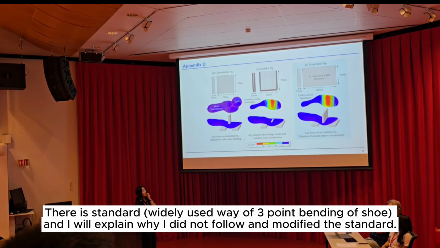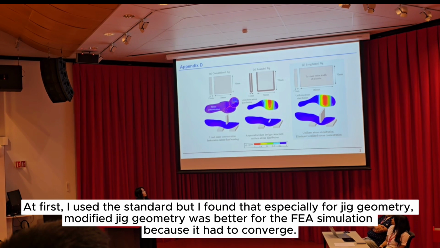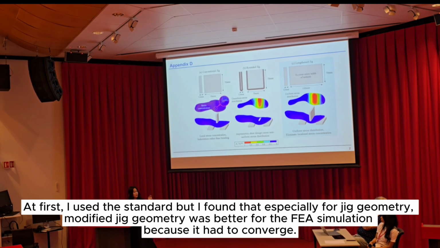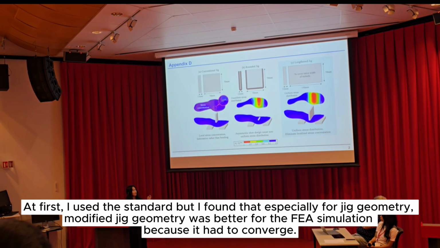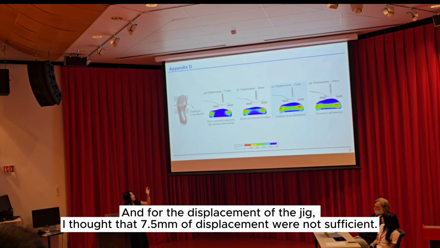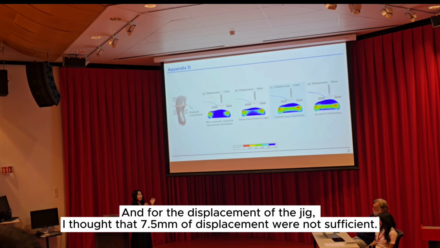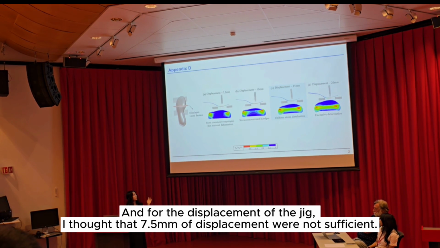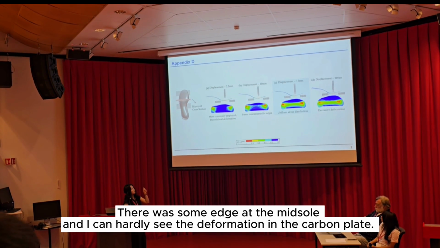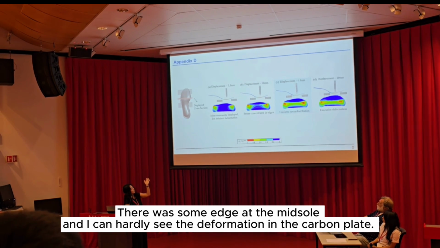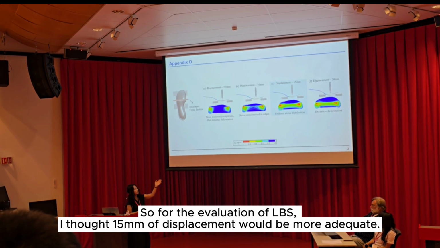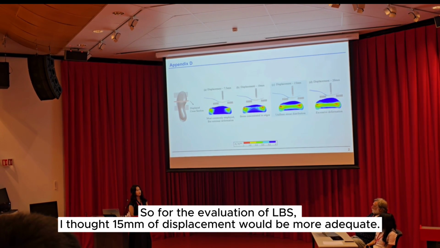Yes, at first I used the standard, but I found that a modified geometry was better for the FEA simulation because it has to converge. And for the displacement of the jig, I thought that 7.5 millimeters of displacement was not sufficient because there was some edge in the midsole, and I could hardly see the deformation of the carbon plate. So for the evaluation of LBS, I thought 15 millimeters of displacement would be more adequate.